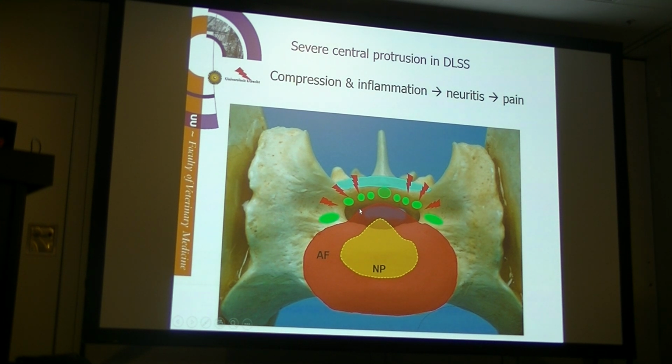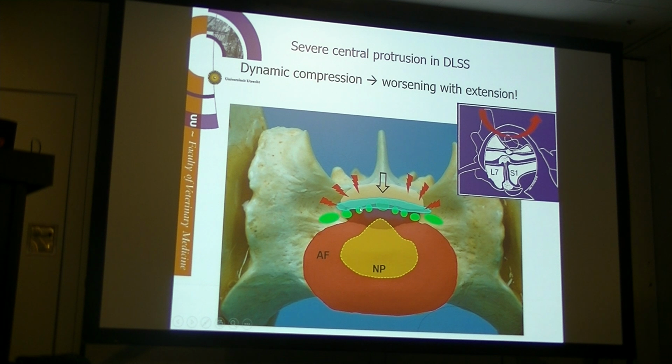But what we do know in dogs is that this may continue into protrusion, and it pushes up the cauda equina against the roof of the sacrum. You can see that here, and the nerves get irritated, especially if the dog starts to extend its back. If it extends its back and the sacral roof comes down, you get a worsening of the compression. And that's why these dogs do not want to extend their back when they have low back pain.